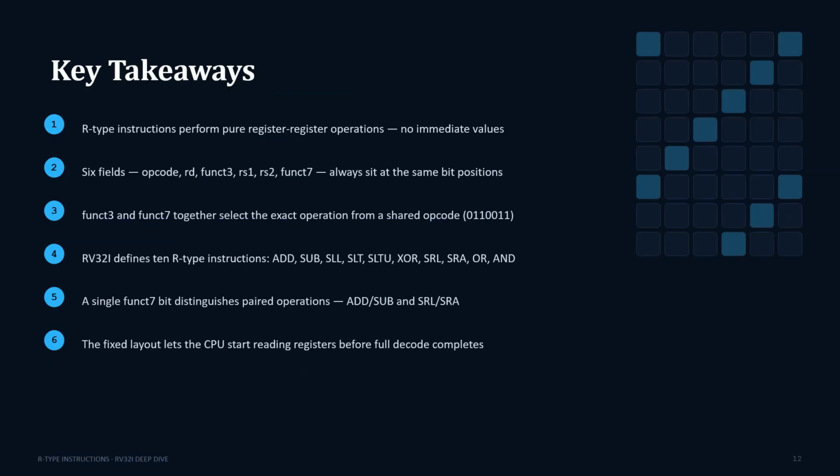In this session, we have discussed what is meant by an R-type instruction, what the different fields are, what function 3 and function 7 are, what the different instructions in RV32 are, and how function 7 helps us differentiate between addition, subtraction, and shift right or shift right arithmetic. Yes, so that's about this particular session.